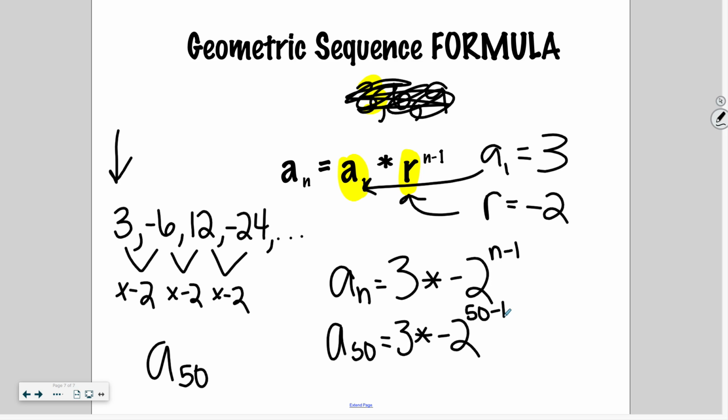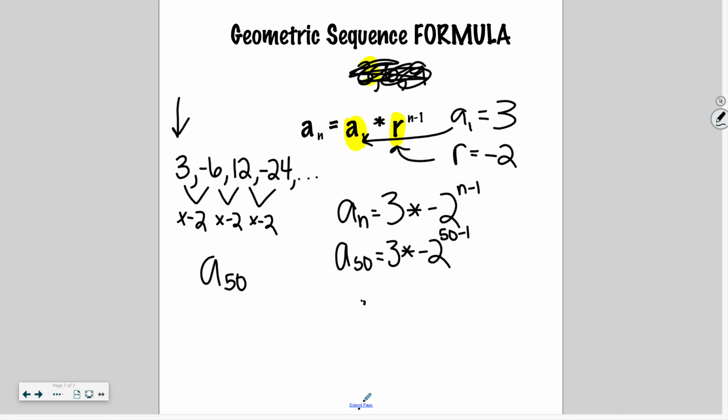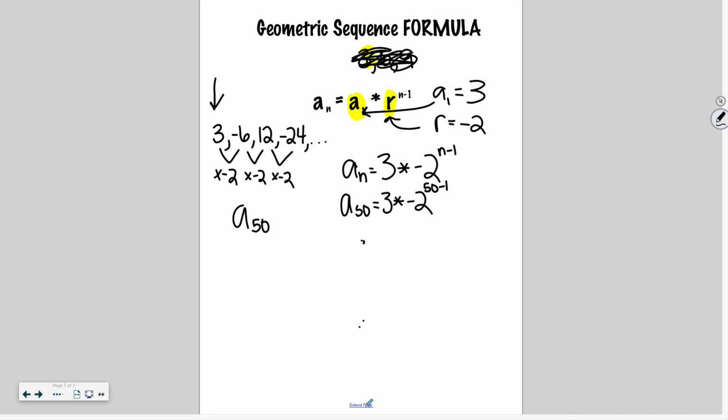Don't just go punching all this stuff into your calculator. Your calculator treats you wrong. It's not a very trustworthy mechanism. You need to break it down. So I'll have a_50 equals 3 times negative 2 to the 49. I need to follow the order of operations. There's no parentheses, but there is an exponent.